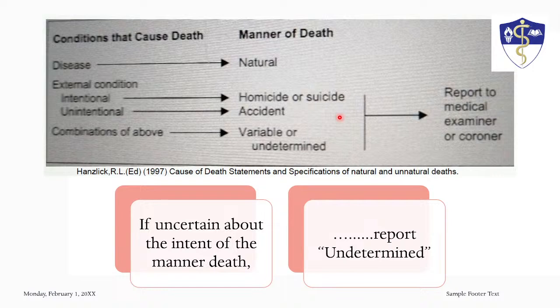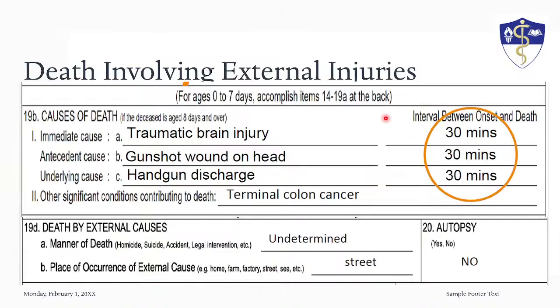If uncertain about the intent of the manner of death, you will report undetermined cause of death. Okay? Instead of speculating, because those speculations that may be baseless may find themselves in statistics, and the decision makers may be found to fund things that are not needed by the community. So another one, handgun discharge, terminal colon cancer, manner of death undetermined. You do not know if this is a homicide or a suicide.